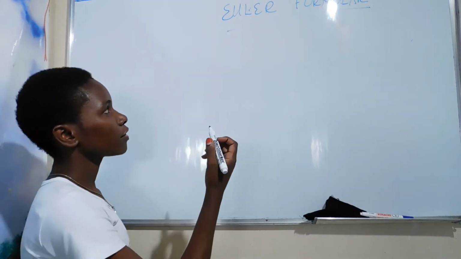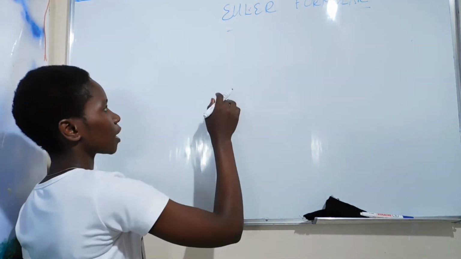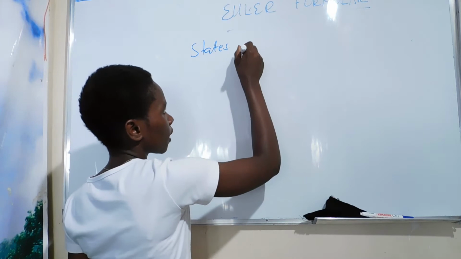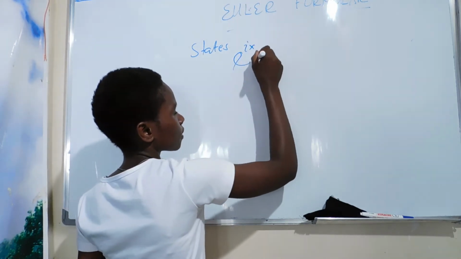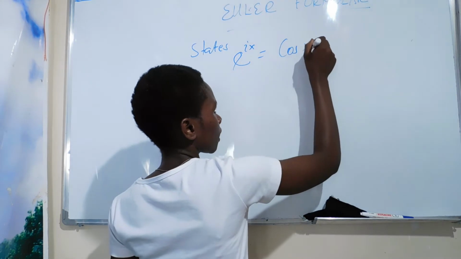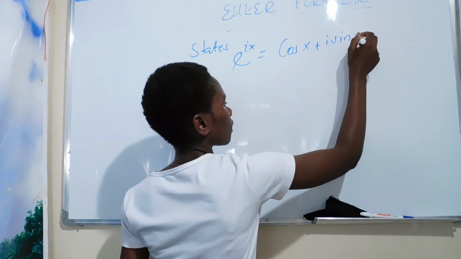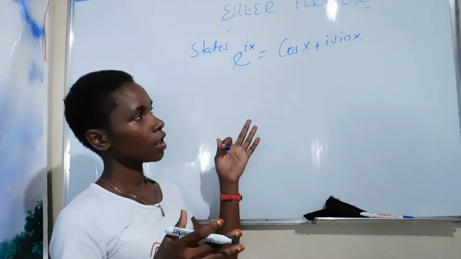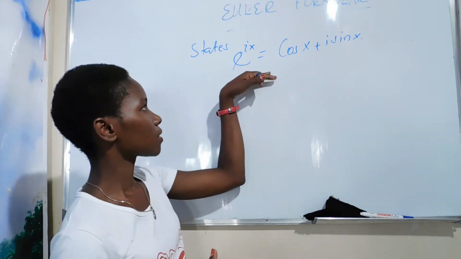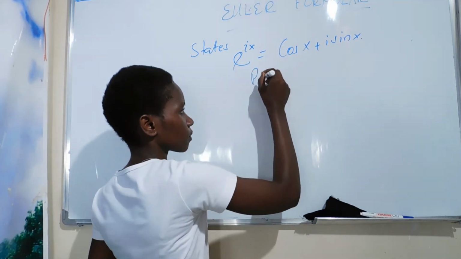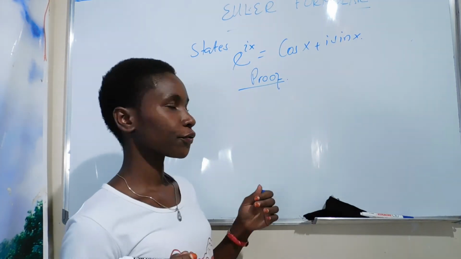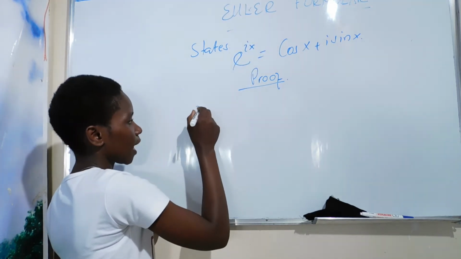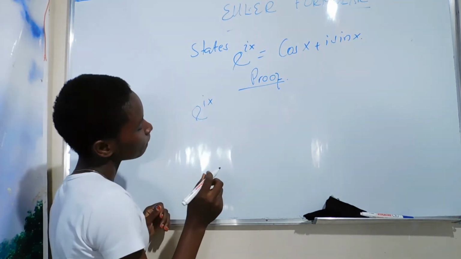So kama tulivyoweza kudefine mara ya kwanza kuhusu Euler formula, tulisema kwamba Euler formula it states that kwamba ukiwa na e ya I of x, hii ni sawa na kuandika cos ya x plus I sin ya x. So this is the definition of Euler formula. Tunachoenda kuangalia sasa hivi ni how to prove this Euler formula. Proof. Kutoka kwenye hii definition ya Euler formula ambayo ni e ya ix.